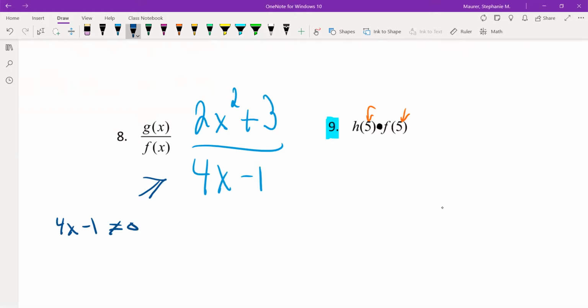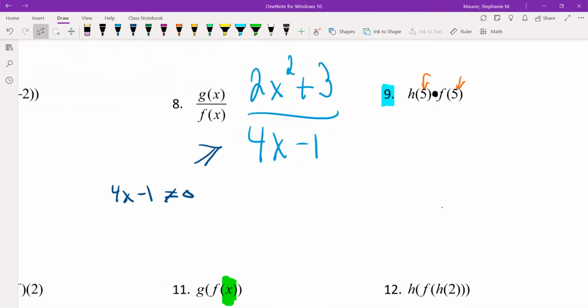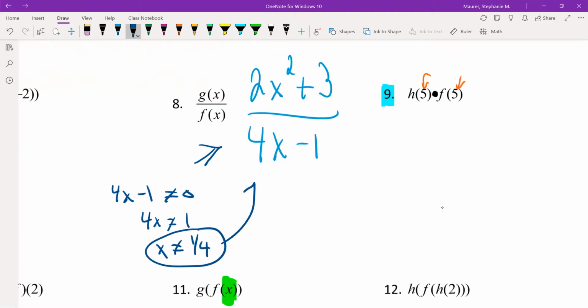So that's great. We acknowledge the fact that 4x minus 1 cannot be 0, but more specifically, what can x not be? In which case, we do have to do a little bit of solving here, and we get ourselves 4x cannot equal 1, which means that x cannot equal 1/4. This is what we call a restriction, in saying that x can be anything its little heart desires, but it cannot be 1/4.